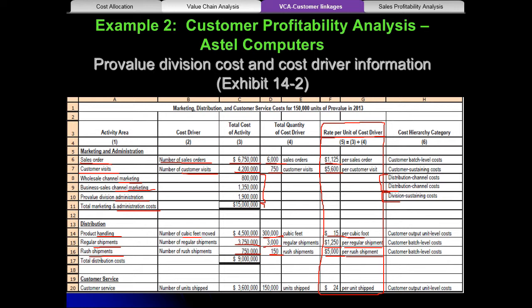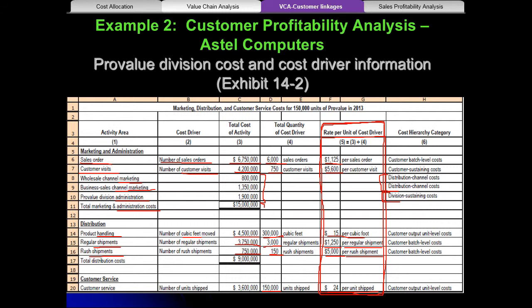And so you can see this rate per unit of cost driver is basically the cost of these different resources for the particular cost driver, for the particular unit. At the end, we've got customer service, number of units shipped, and we had 150,000 units shipped. That's $24 per unit shipped. So you can see that we've got these rate per units of cost driver, the most important part of setting up your customer profitability analysis spreadsheet.